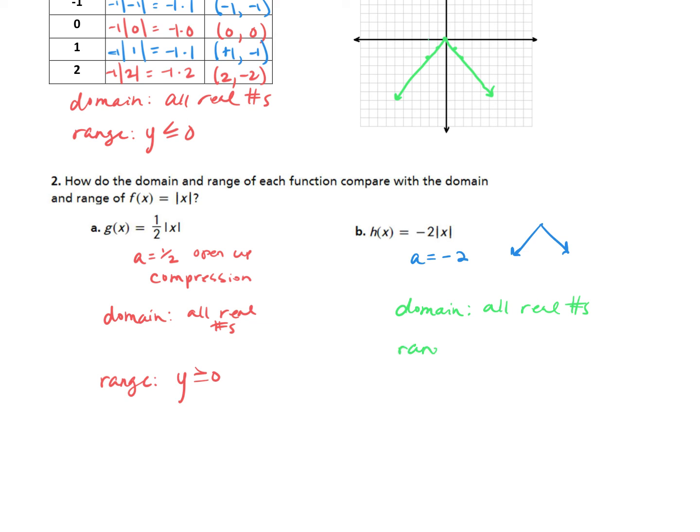But your range is no longer positive values. If you're opening down, you're getting negative y values, not the positive y values up here. So your range is going to be all the y's that are less than or equal to 0.